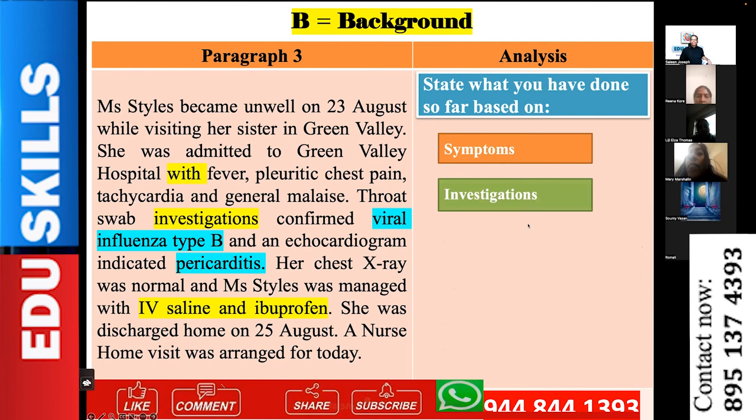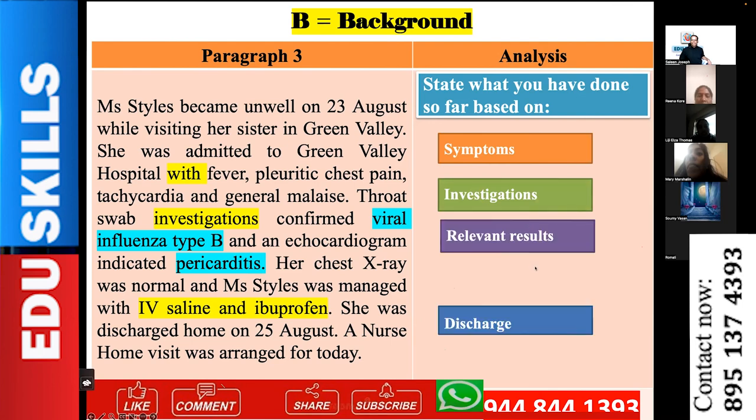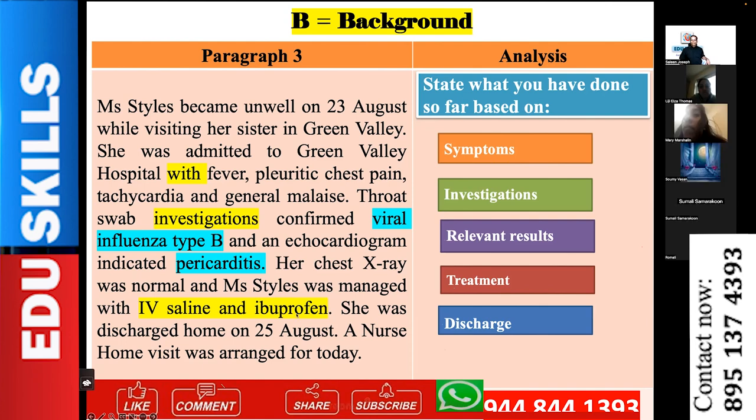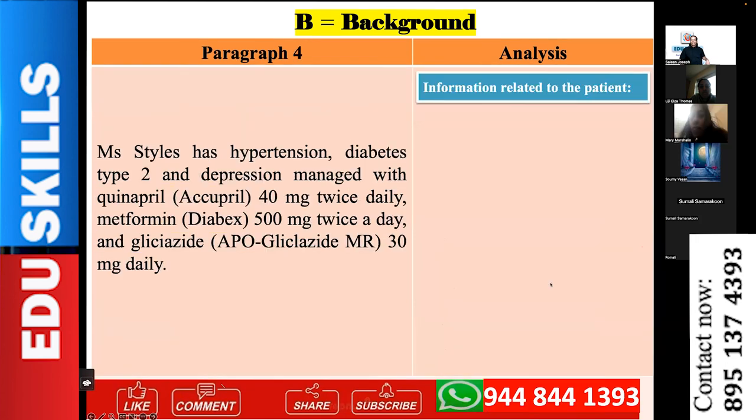You see, symptoms, investigations, relevant results, then treatment and discharge. What have you done? Symptoms, investigations, relevant results, treatment, discharge. Hospital with fever, those are the symptoms from downtown. Then you have investigations, then results, then medication treatment, IV saline and ibuprofen, and discharge. I'll show you that follow-up. Beautifully done. Okay, now paragraph 4.